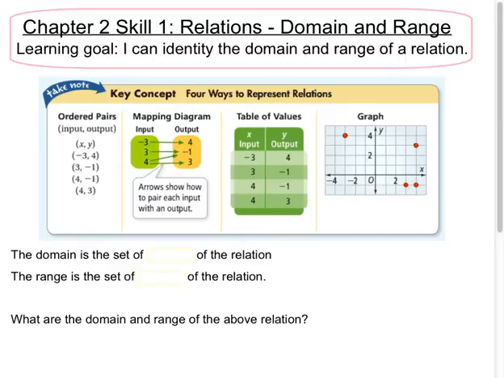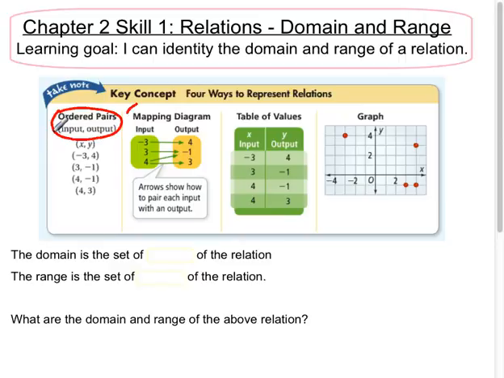So, the first idea to understand is that there's going to be four ways we can represent these relations, these collections of paired x and y values. The first way is we can list them as ordered pairs. Okay, and this is one that you're very familiar with by now. So the point -3, 4 represents an x value of -3 being connected to a y value of 4.